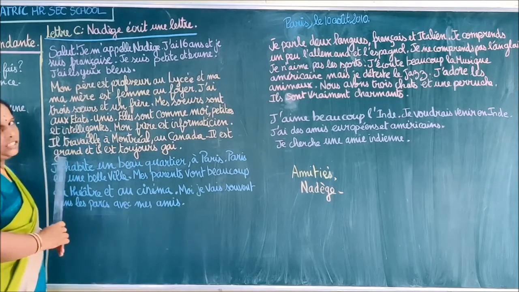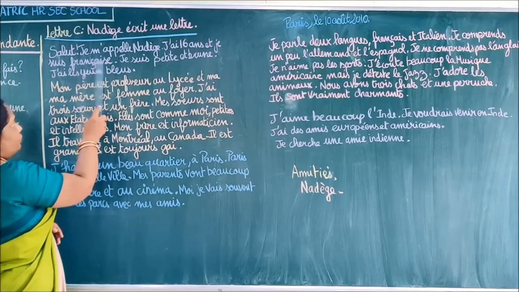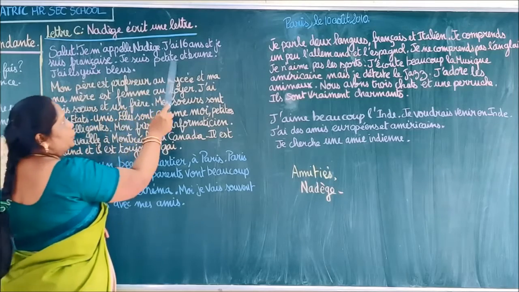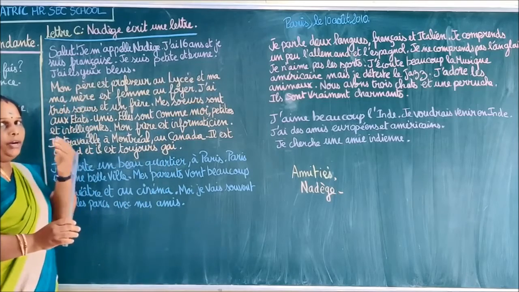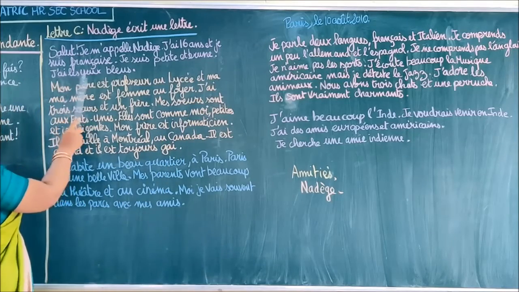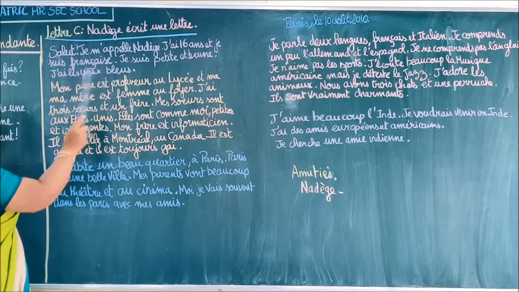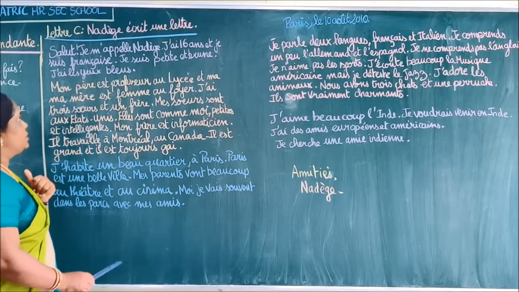Okay, French is a nationality. So she is French. Je suis petite, I am short and brown. Brune means the brown color. J'ai les yeux bleus, I have blue eyes. So she describes herself.